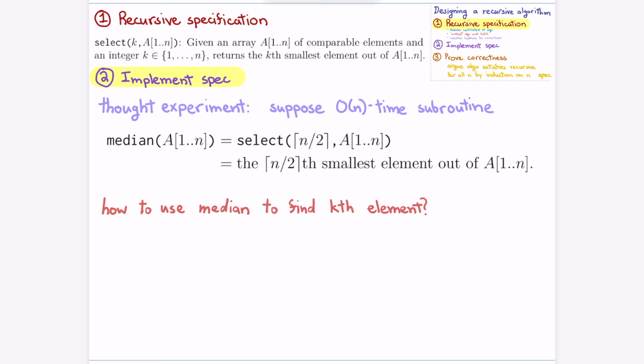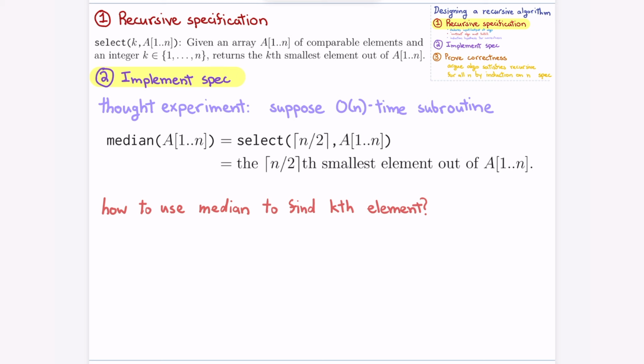Okay. Any ideas? Yeah, it's the special case. So I give you access to a subroutine that will only return the median for you. And can you take this specialized algorithm and do the general case? That's the question. So I saw a lot of nodding. So how might you go about it?